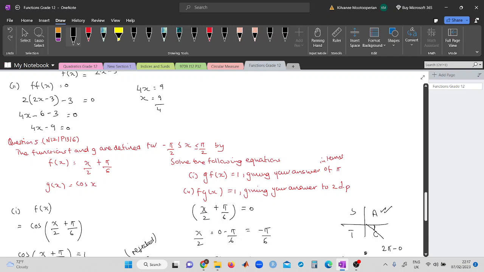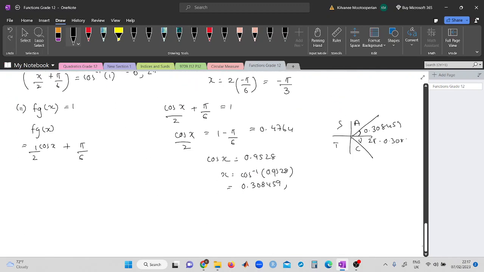We have 5.97. Donc, ici, 5 là même est déjà plus grand que pi. Donc, it will not be in the region. So, this is the answer, 0.3. Donc, j'ai mieux corrected to dp. Donc, 0.31. This is the answer for that question.